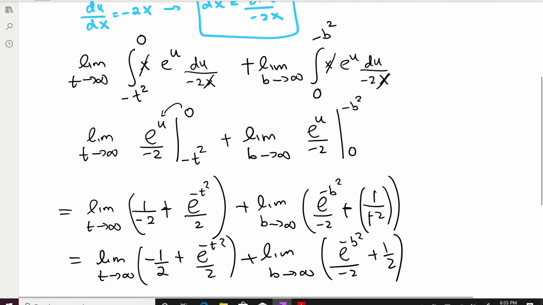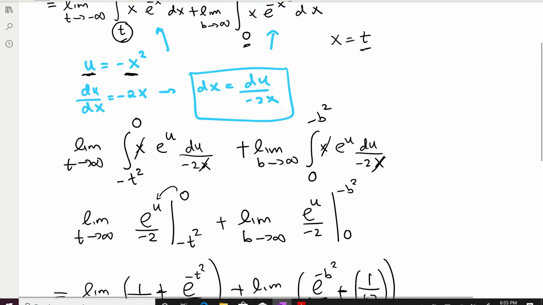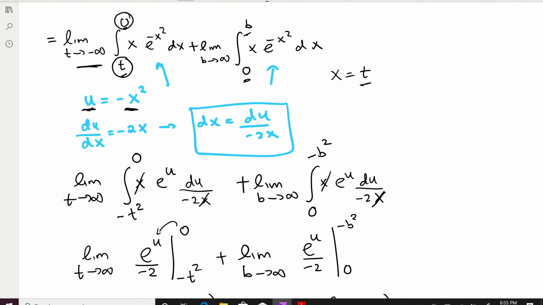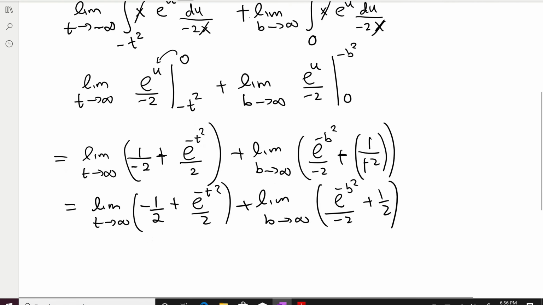Yes, I have made a mistake, because this t is going to negative infinity. So rather than going to infinity, it's going to negative infinity. So my bad, it's a mistake on my part. Sorry about that. Okay, so t goes to negative infinity. Let's see what happens.